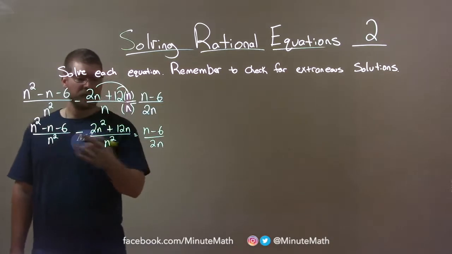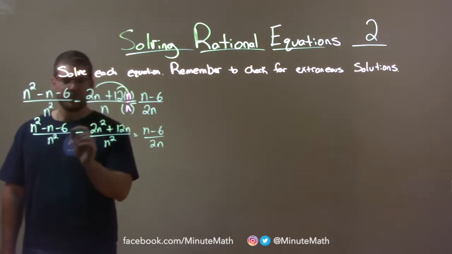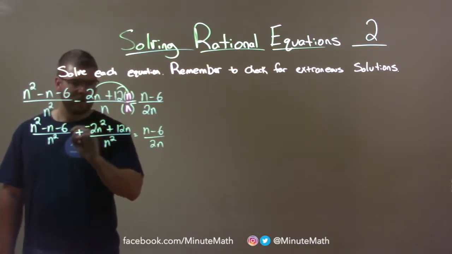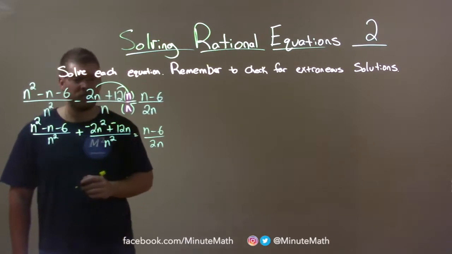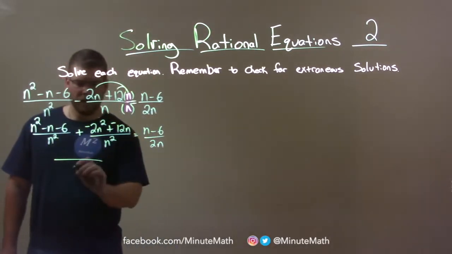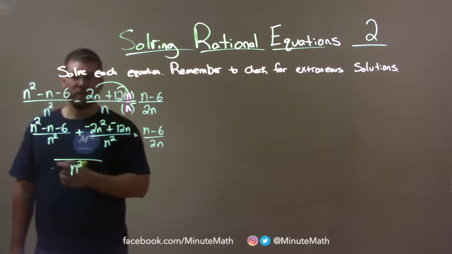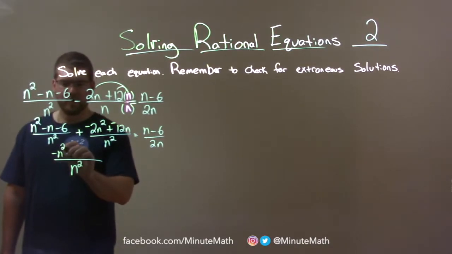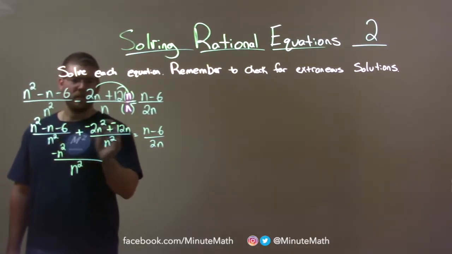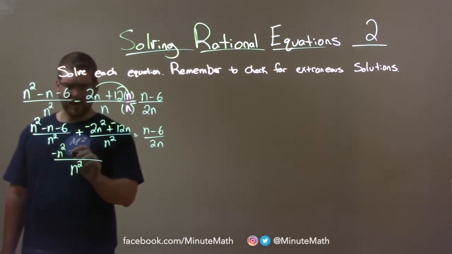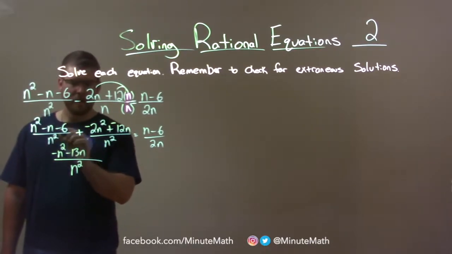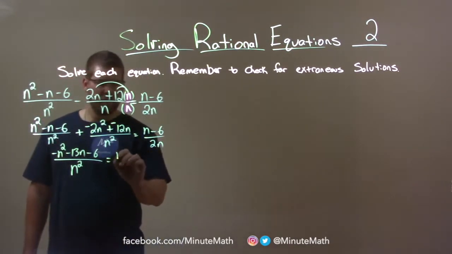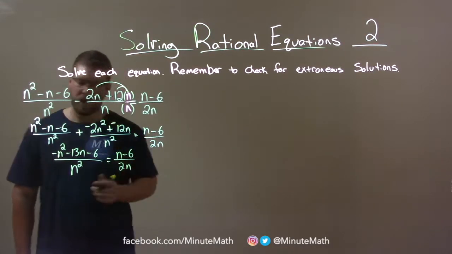So now let's combine the left-hand side together in the same base. We're distributing that minus sign, so this is a negative, and this is also a negative there. Now we have n squared down here, and let's combine what we can. n squared minus 2n squared is just a minus n squared. Minus n plus a negative 12n is a minus 13n, and then minus 6 is by itself. There's no like term there. And over here we have n minus 6 over 2n.